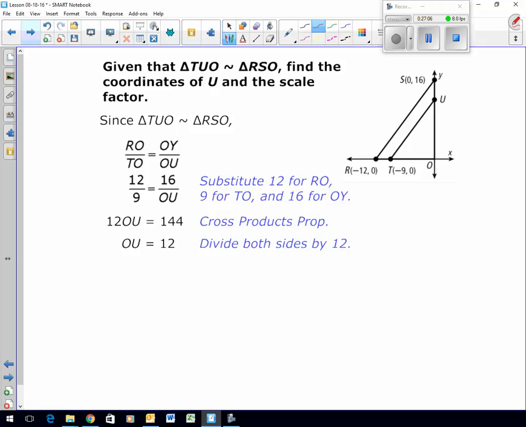I want to find the coordinates of U. Watch how I do this. Let me ask the question first. If I go from 0 to R, did I go -12 or did I go 12? The absolute value of -12 is 12. If I said, what are the coordinates of R, you say -12. But if I say, how many units did I travel to the left? 12.